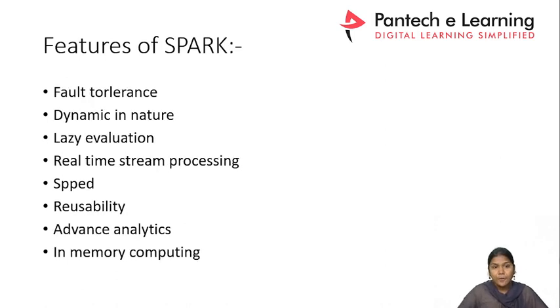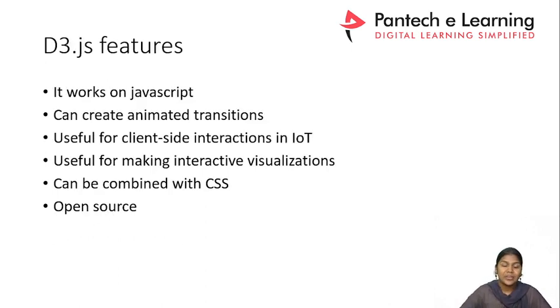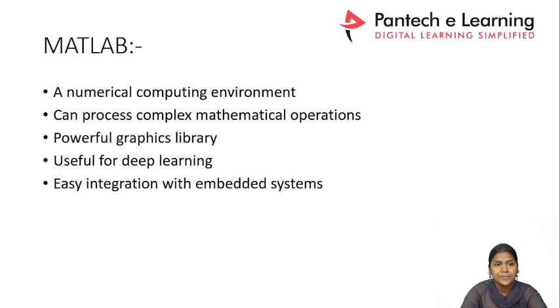Next is Spark: fault tolerance, dynamic in nature, lazy evaluation. It means something like slowly it will be evaluating the output. We use it for real-time stream processing. Speed, reusability, advanced analytics, in-memory computing. These are the various features of the Spark tool. Next, D3.js features. It works on JavaScript, can create animated transitions, is useful for client-side interactions in IoT, useful for making interactive visualizations, and can be combined with CSS and JavaScript. It is also open source.